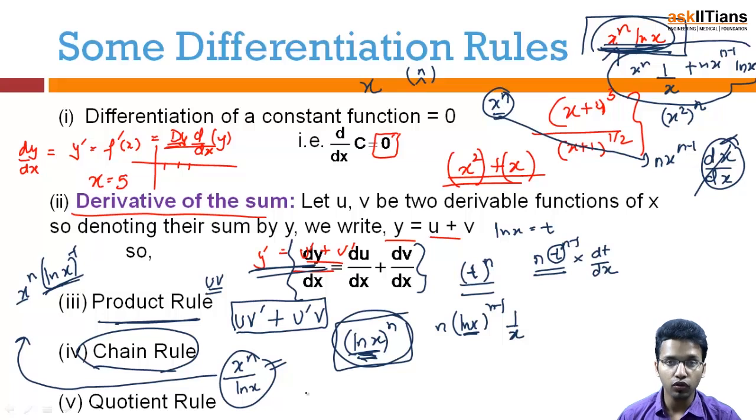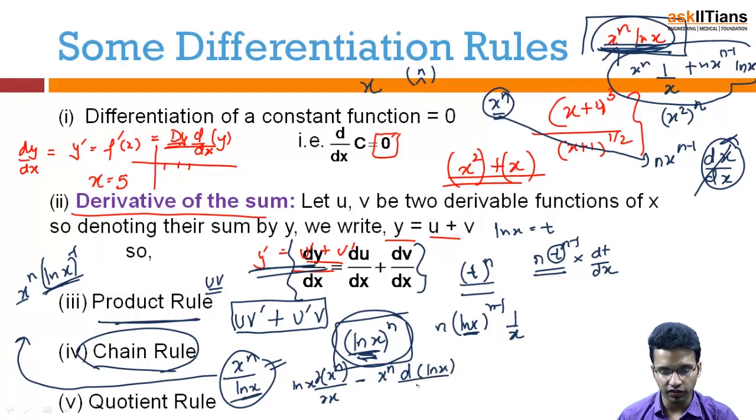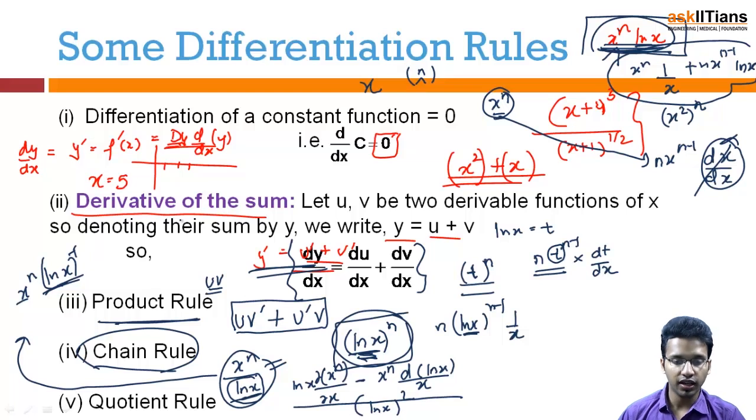So the rule for this says keep the first function as it is, meaning the function which is in the denominator. Go for the upper one, differentiation of this, then minus, remember the sign minus, first function as it is, derivative of second function, and this is not the end. In the denominator comes this square, ln x whole square. So this is again, I'll write it again here. So this is again product rule.